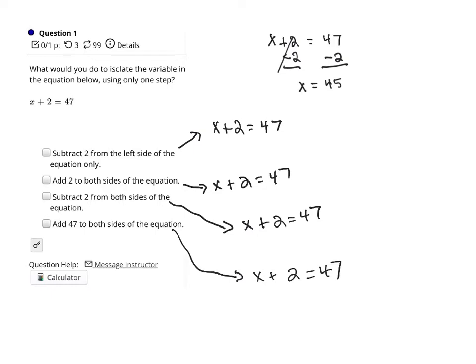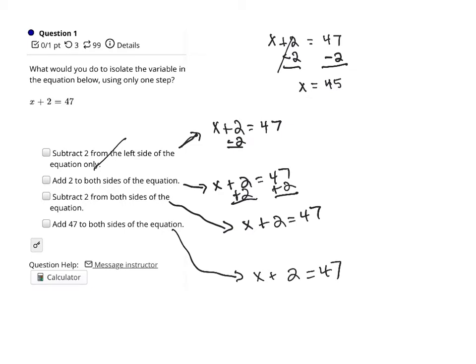So this is more a question on details and reading comprehension. The first one right here, and I drew an arrow here, says subtract 2 from the left side of the equation only. Well, that can't be, because you can't do one thing to one side and not the other. In algebra, whatever you do to the left side of the equal sign, you have to do to the right side. This says add 2 to both sides. So we're doing the same thing, but the goal is to get the x by itself.